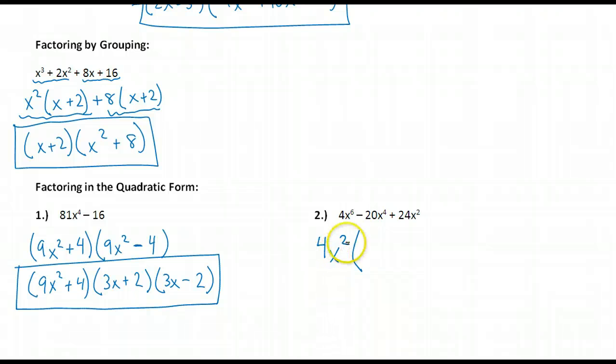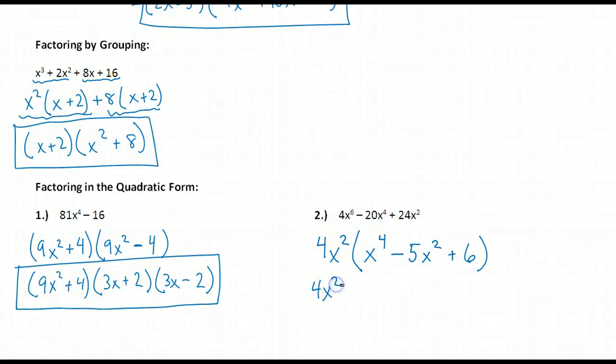If I factor a 4x squared out of 4x to the 6th, I'm left with x to the 4th. If I factor a 4x squared out of negative 20x to the 4th, I have negative 5x squared. And if I factor a 4x squared out of 24x squared, I'm left with 6. If I distributed this 4x squared back into the parentheses, I would end up with this polynomial. So I factored out this monomial.